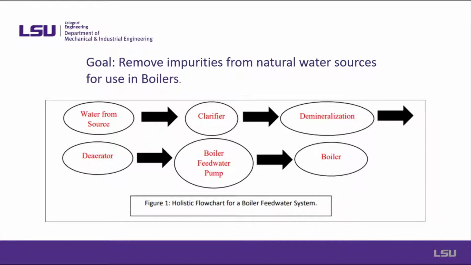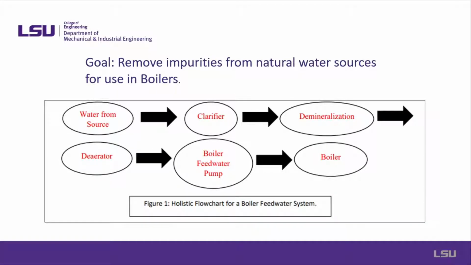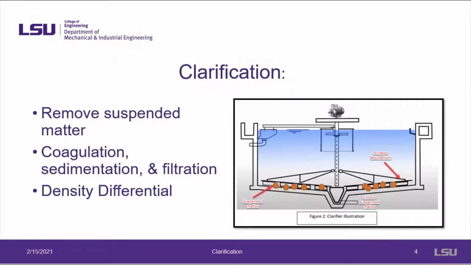Next, an ion exchange process called demineralization will remove dissolved salts from the water. After demineralization, a deaerator will remove dissolved gases from the water. The main goal here is to remove the oxygen that's dissolved in the water. Finally, a centrifugal pump is used to pump the water from the deaerator to the boiler.